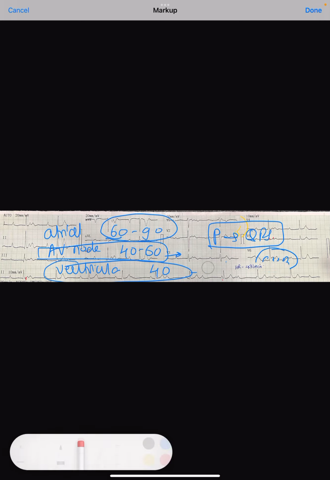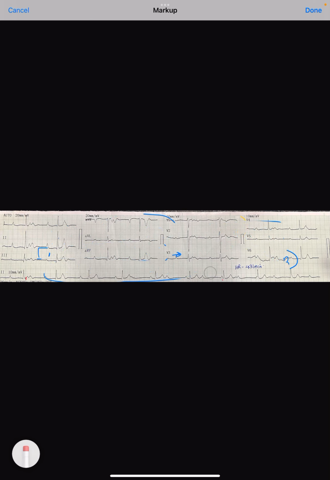So this was an interesting case, an interesting ECG of complete heart block.